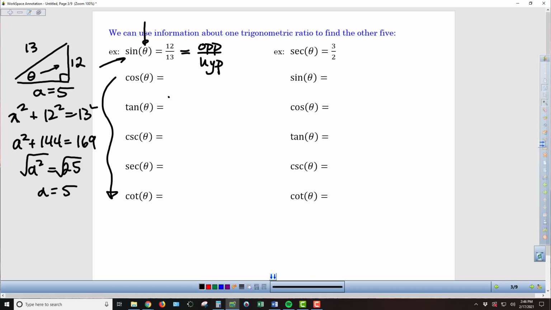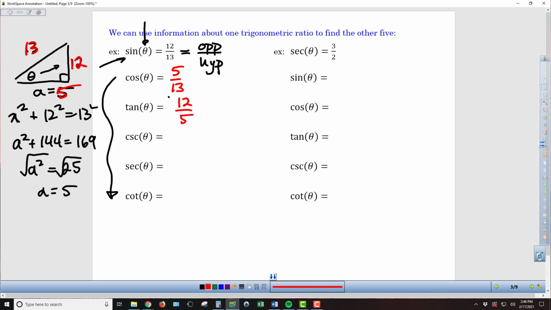And so now that I have this picture with 12 as the opposite side, 5 as the adjacent side, and 13 as the hypotenuse, I can write the ratios for all of these other trigonometric functions. So cosine of theta, if we refer back to the top of the notes, cosine of theta is adjacent over hypotenuse, so that's going to be 5 over 13. Tangent is opposite over adjacent, so in this case that's going to be 12 over 5.